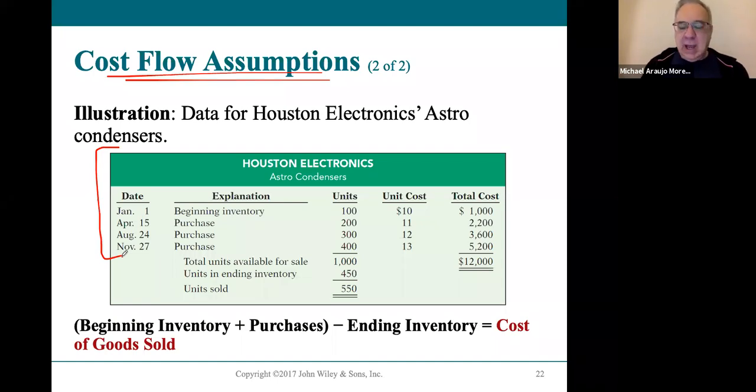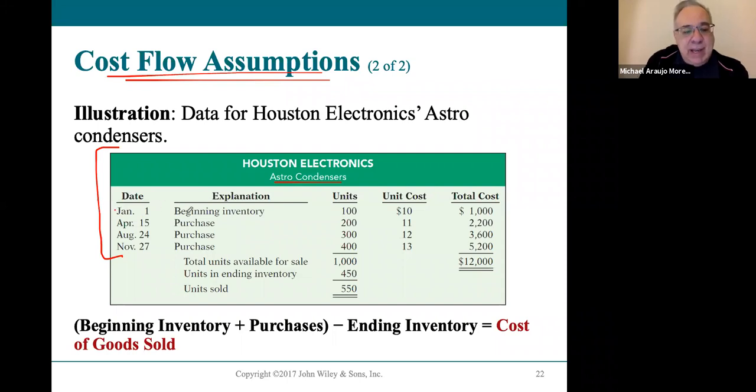So this particular data is critical before we can even start. This is the company Houston Electronics. They have a product that's called an astro condenser. I'm sure it's a play on words. I don't know what one of those things is. And this is the inventory of the astro condensers at the beginning of the year. I guess they use a calendar year.